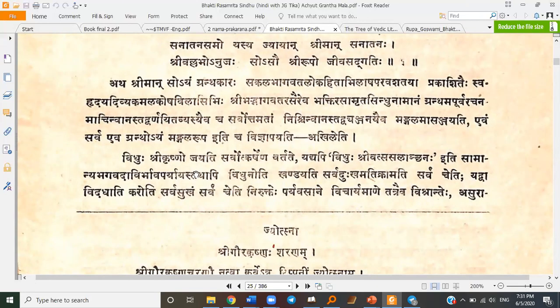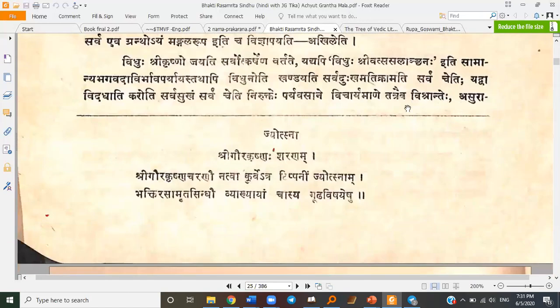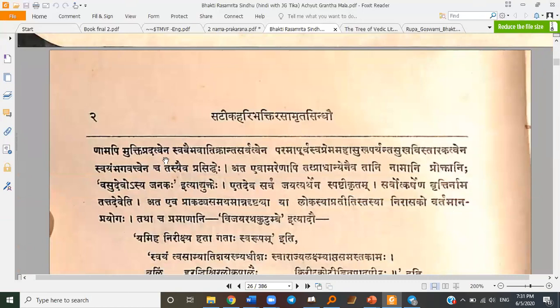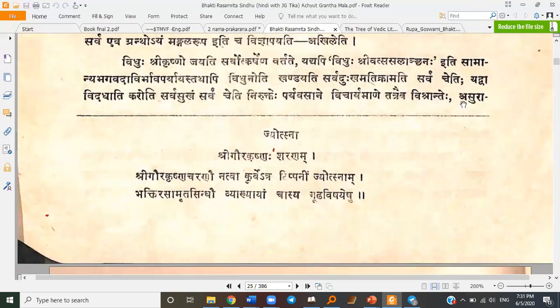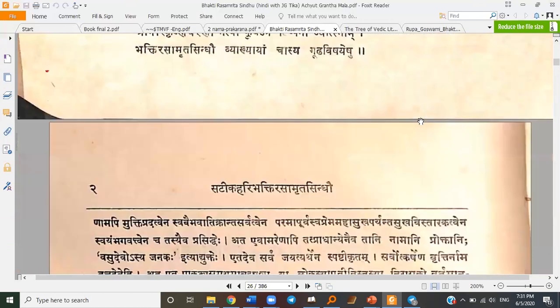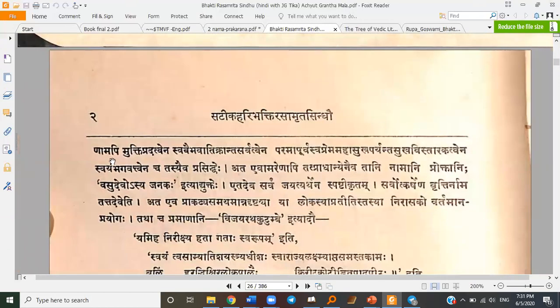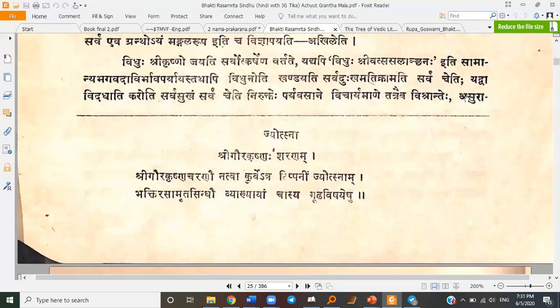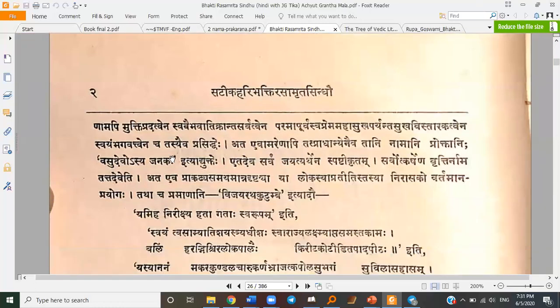So these two things can be done even by Samanya Bhagavad Avirbhav. But ahead, Asuranam api mukti pradatvena. Only Shri Krishna is the one who can give mukti even to the demons, Asuranam. Swavaibhav atikranta sarvatvena. Only Krishna is the one, this is the second reason.